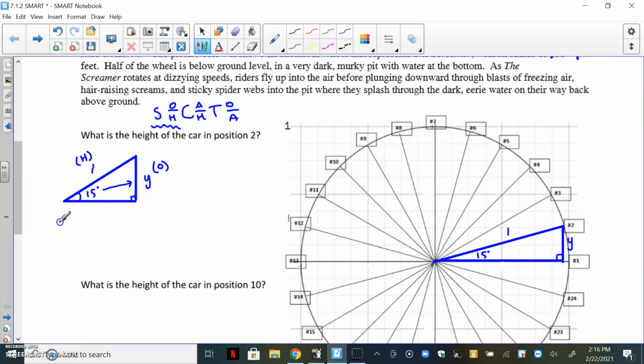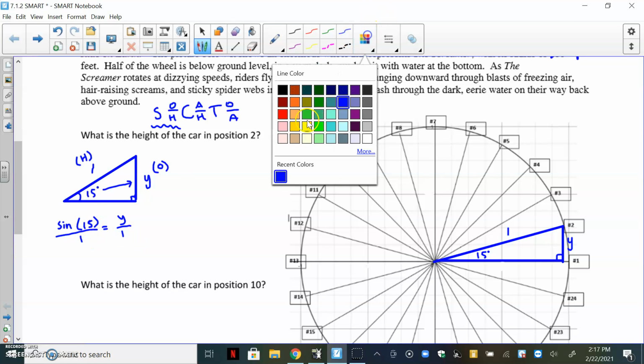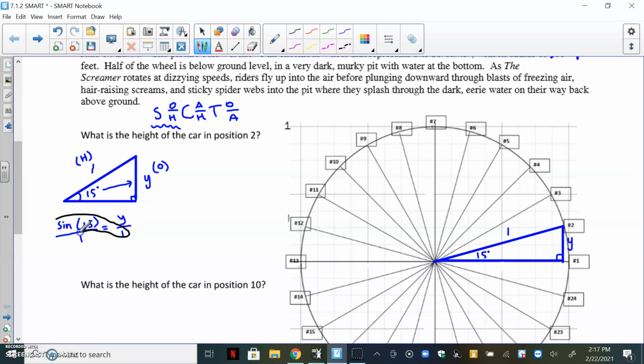So we can start setting it up just as we are used to. Sine of 15 over 1 equals y over 1. Now, because these are just ones, we can definitely cross multiply as usual, but it becomes a situation where we don't actually have to do all that work.